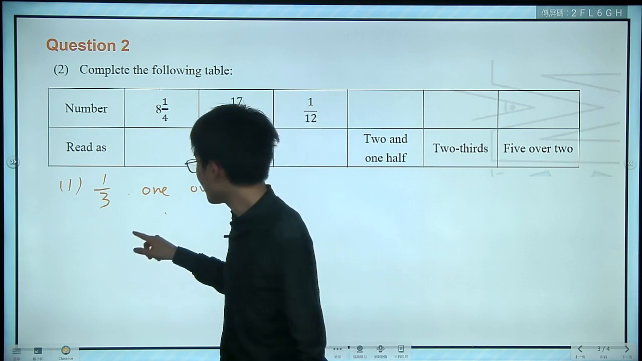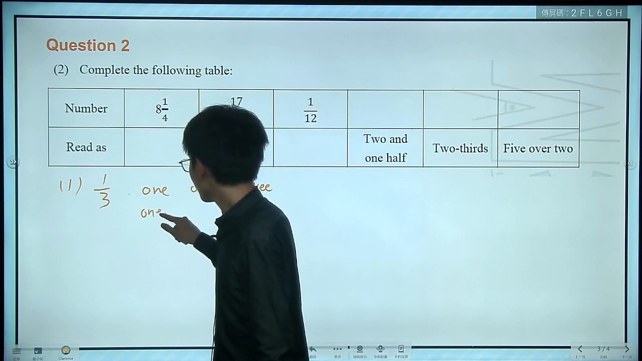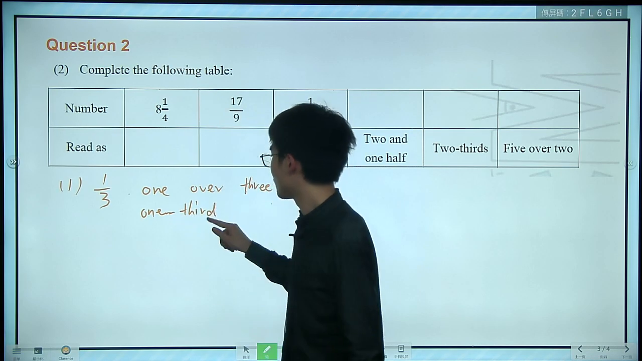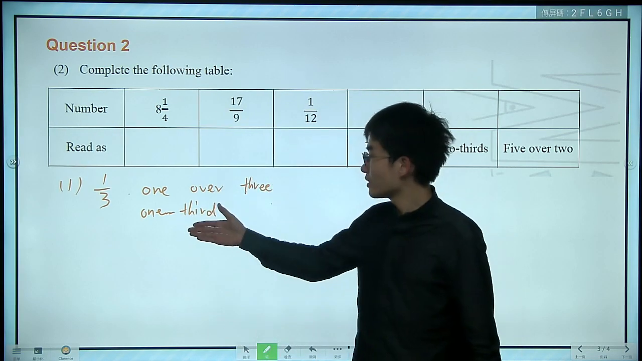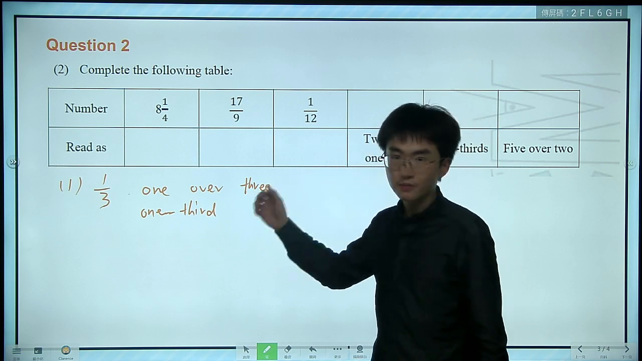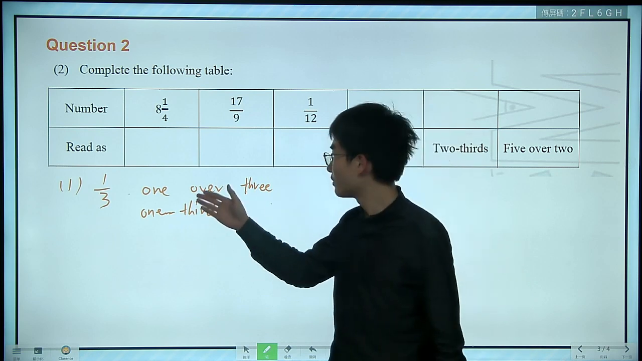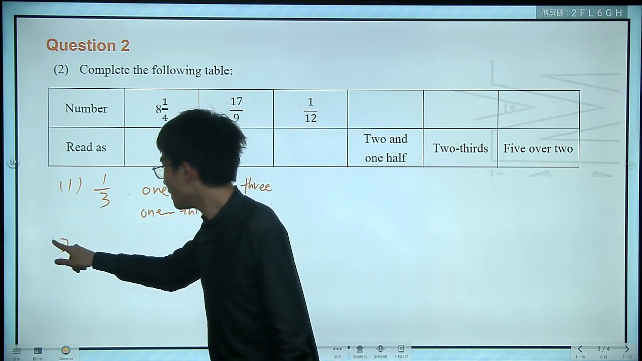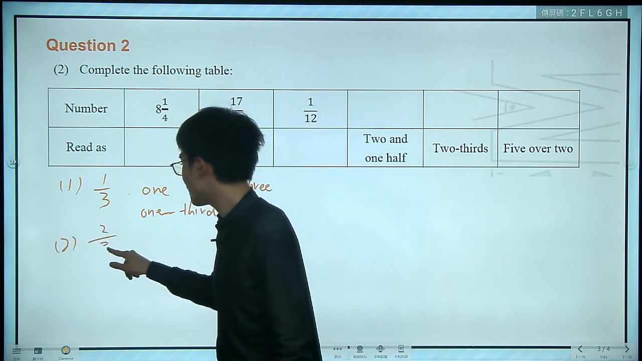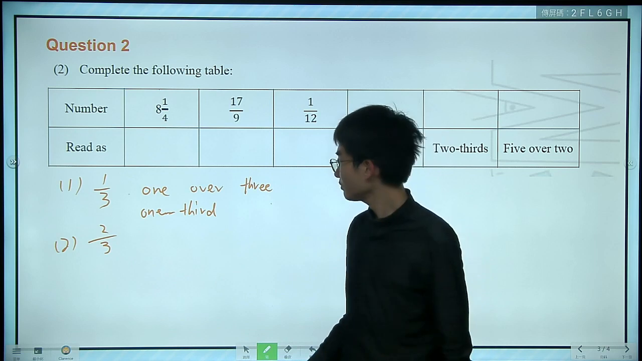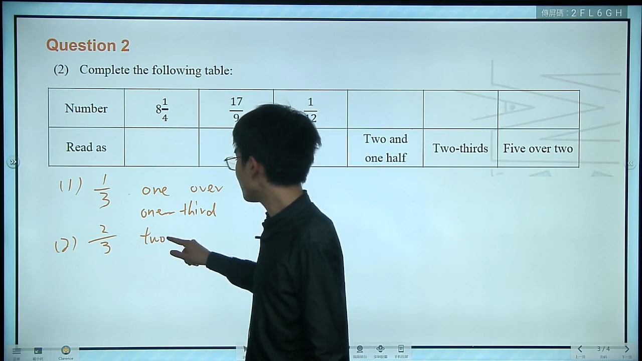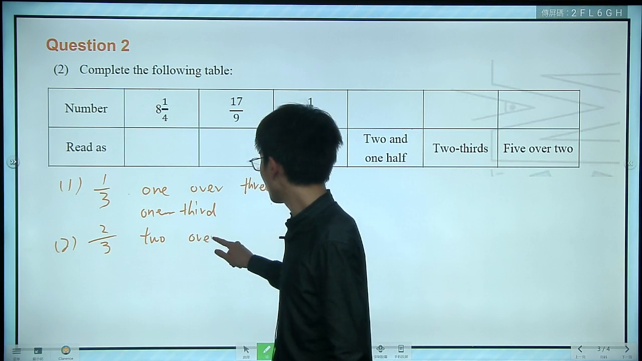Also, I can read it like 1/3. 1/3. I can use the ordinal form here instead of the regular number, right? But if we have a fraction like this, you can also read it in the simplest way, just 2 over 3.